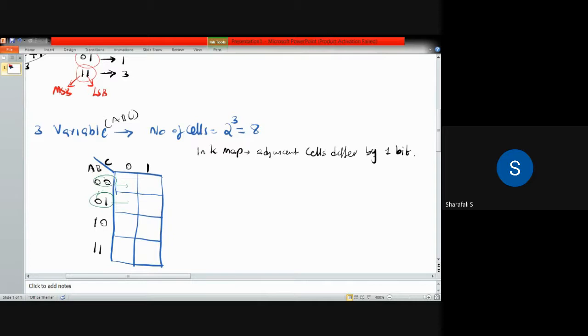So what has happened here? Here 0, there is no change. This 0 we have just taken from the previous cell. But here this 0 is changed to 1, which means we have a change of 1 bit. Only 1 bit is changed. Similarly, here also this 0 is changed to 1. So adjacent cells should differ by only 1 bit.